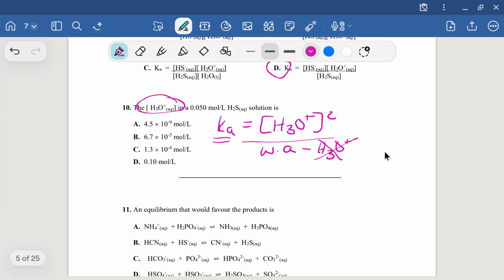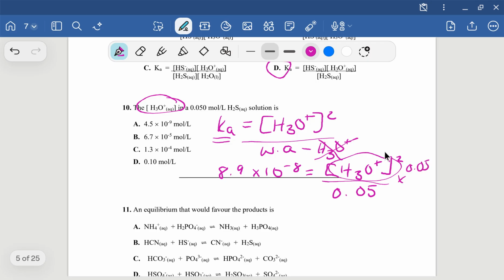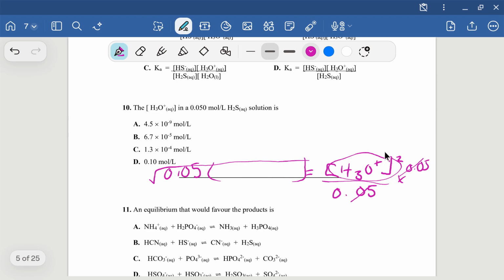So the Ka value, we're going to take a look at your data booklet, and the Ka of H2S is 8.9 times 10 to the negative 8. We're solving for the hydronium ion. That value was squared, and we're going to divide it by the concentration of the weak acid. So we're just going to isolate hydronium by multiplying both sides by that 0.05. And then once you do that, you'll get a value on the left-hand side and just square root the whole thing. Once we do that, you would see your answer is B.